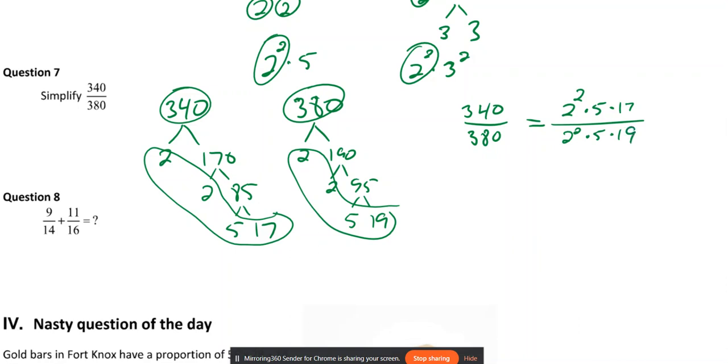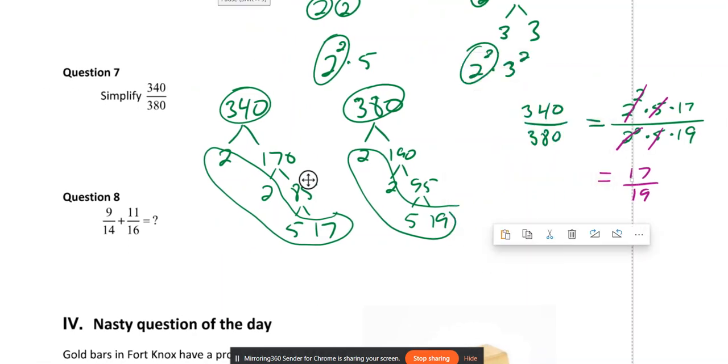All right, so watch this magic. You've got 2 squared on the top, you've got 2 squared on the bottom. They cancel with each other, right? 5 cancels with 5. So all of that simplifies down to 17 over 19. Magic.